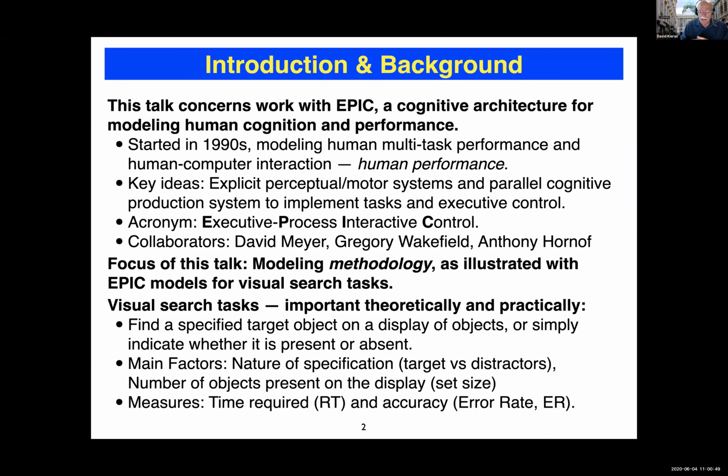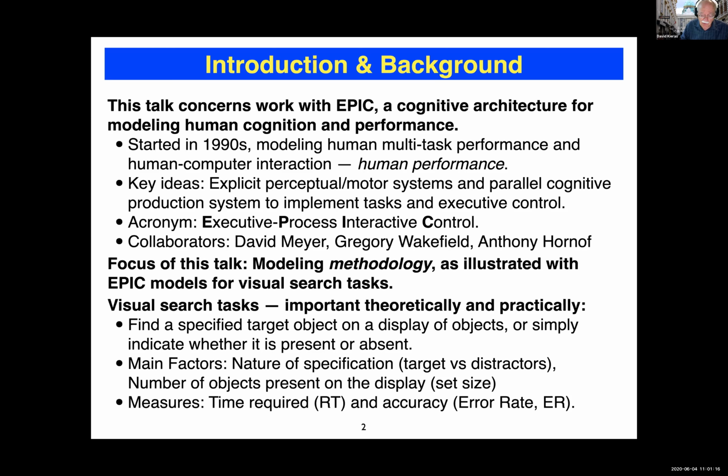This is using EPIC, a cognitive architecture that was focused on modeling human performance, which is the area in psychology that is mostly concerned with how well people can do things, usually under the assumption that they've already learned how to do it. What we're going to focus on in this talk is modeling methodology, as illustrated with some models for visual search tasks. What's a visual search task?